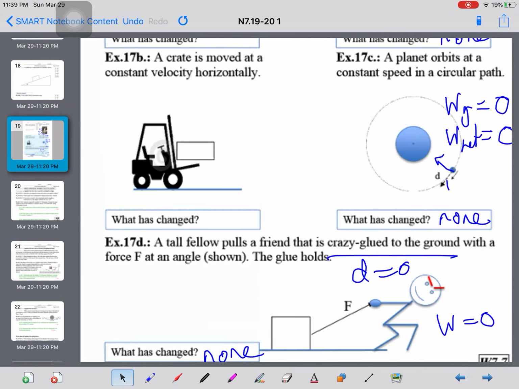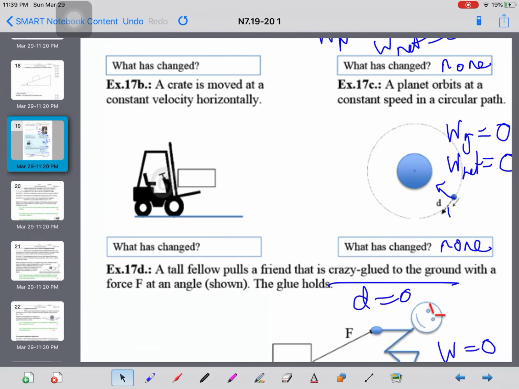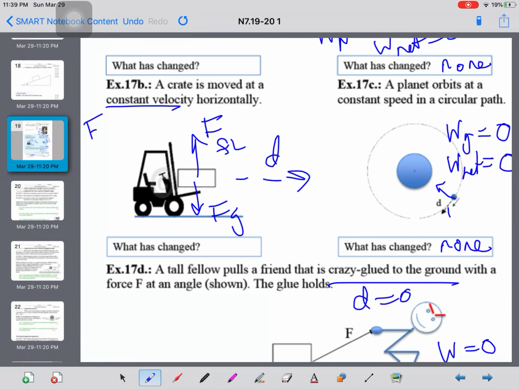Even this little forklift. So you had your FG, you had your FN, you had your displacement forward. Notice it's perpendicular. FG, FN, you can also call it F, forklift. And what's changed? All the works here, the forces are perpendicular. It's at a constant velocity, so the F net is 0.